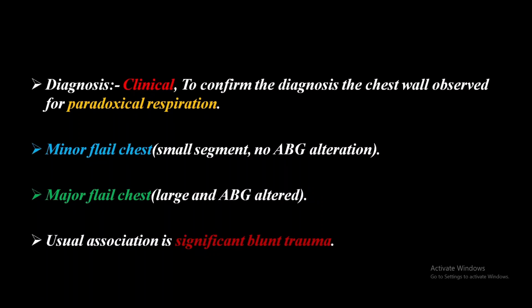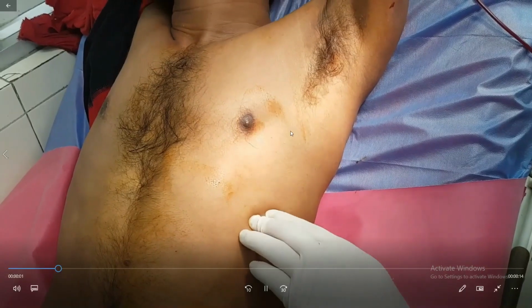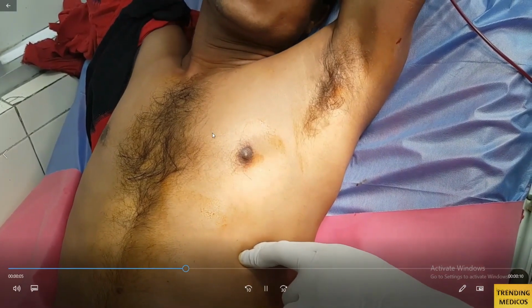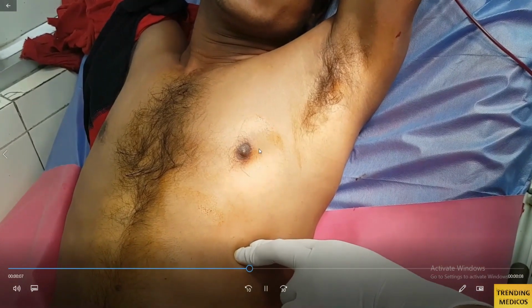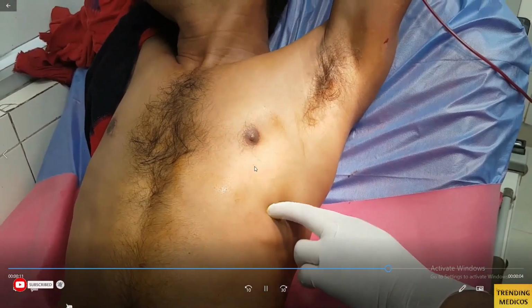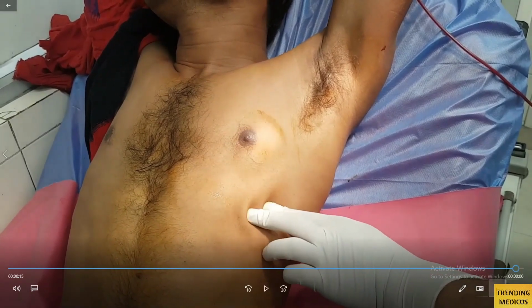Before moving forward, I want to show you what paradoxical respiration is. So let us see one video for this. If you can see, this is the flail segment of the flail chest, and it is moving in the opposite direction of the rest of the rib cage. So let us move to the lecture now.